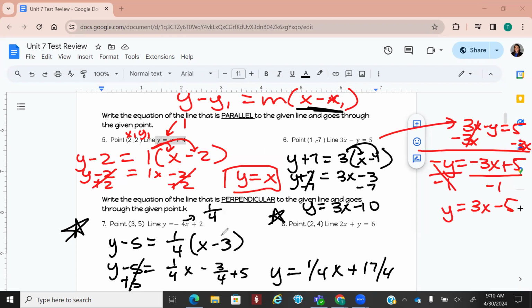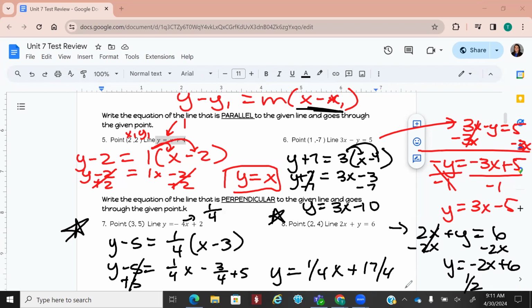Good. Now on 8, you are rewriting this into y equals mx plus b first before you start doing some crazy stuff. So I'm going to change this to y equals mx plus b. So 2x plus y equals 6. I'm going to subtract 2x. And that's going to give me y equals negative 2x plus 6. Now my slope is negative 2, but we're making it perpendicular. So what are we going to do? Flip and make it positive, right? So that's going to be 1/2 for our slope.